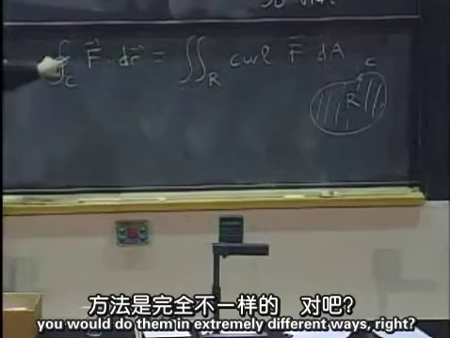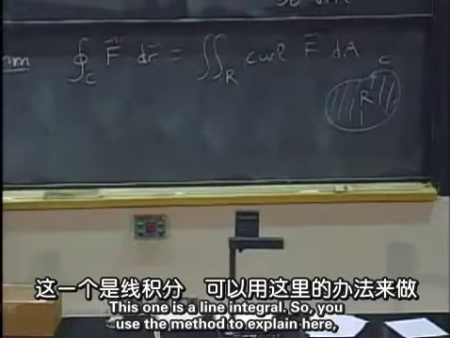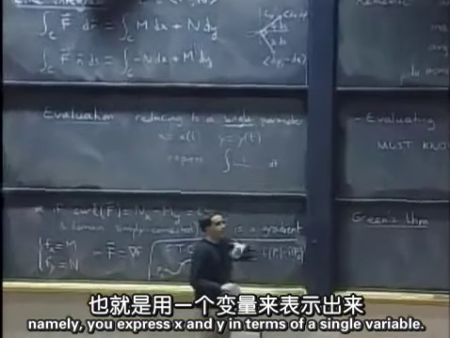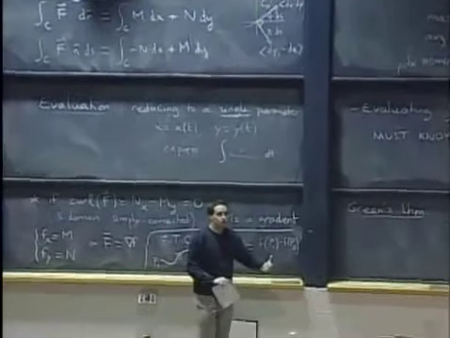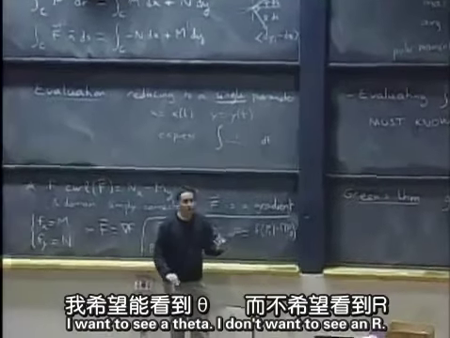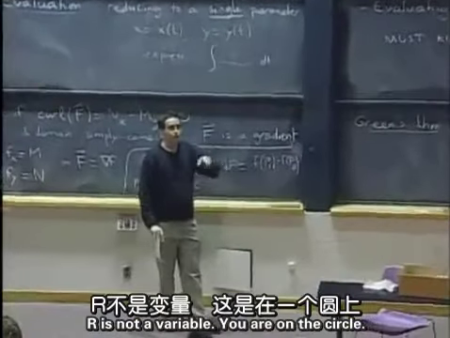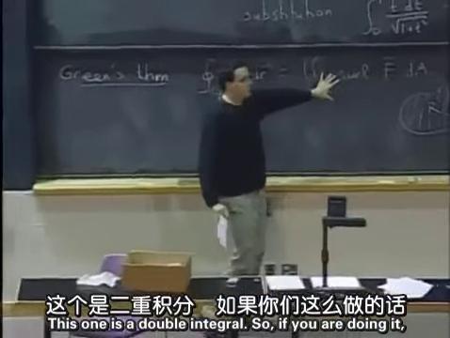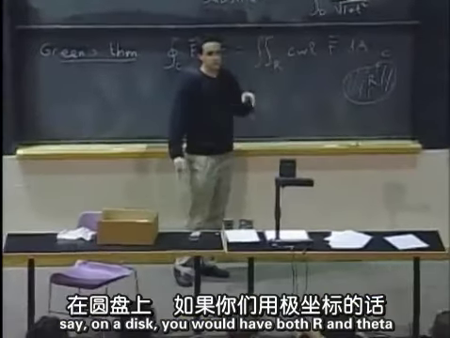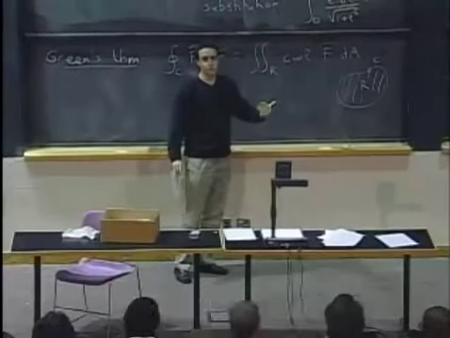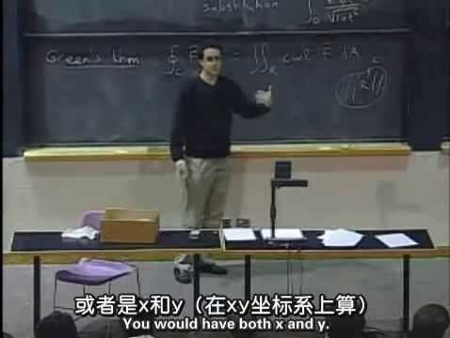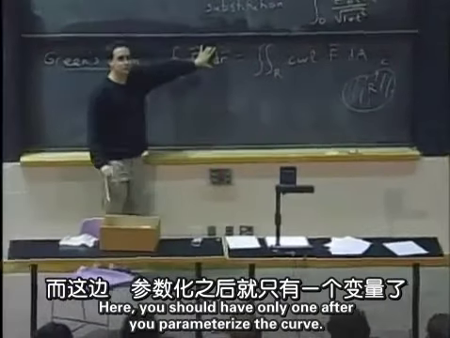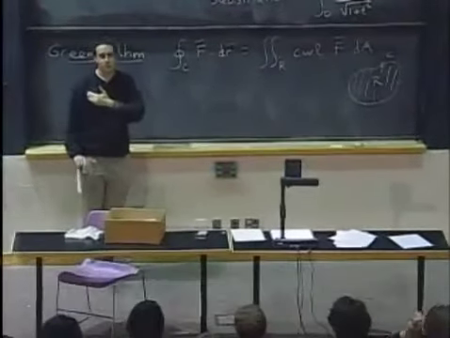If you had to compute both sides separately, you would do them in extremely different ways, right? This one is a line integral, so you use the method that I explained here, namely you express x and y in terms of a single variable. Say that you're doing a circle, I want to see a theta, I don't want to see an r. R is not a variable, you're on the circle. This one is a double integral, so if you're doing it, say, on a disk, you would have both r and theta if you're using polar coordinates. You would have both x and y. Here you have two variables of integration. Here you should have only one after you parameterize the curve.